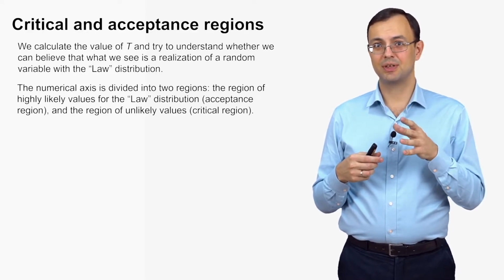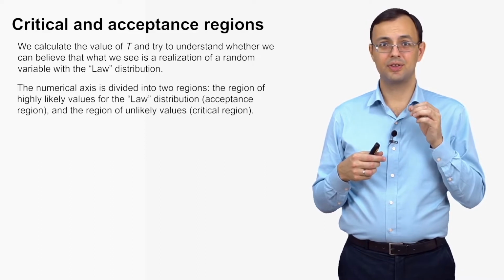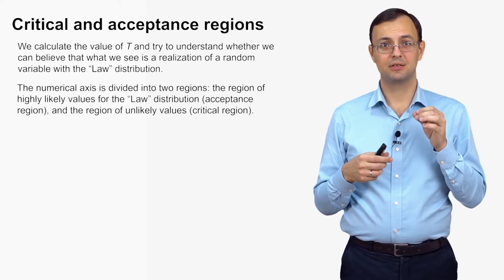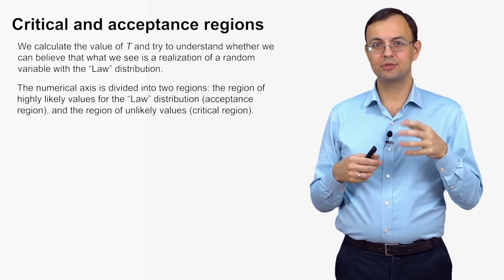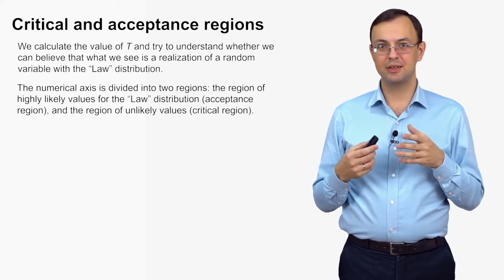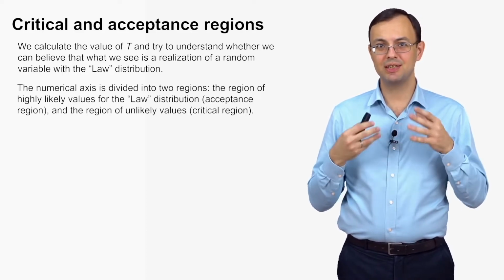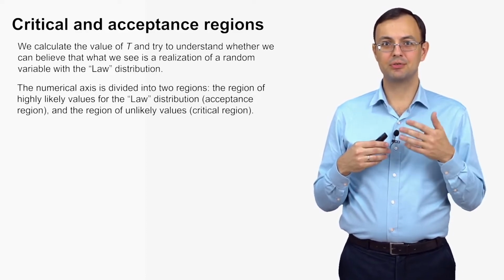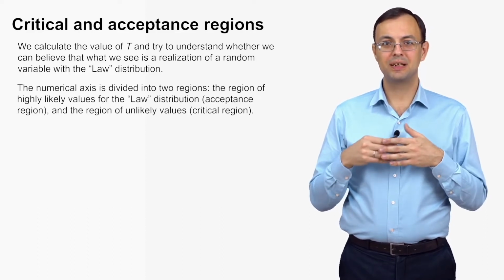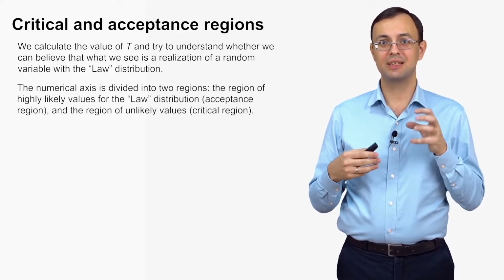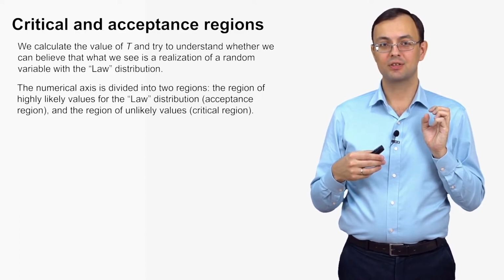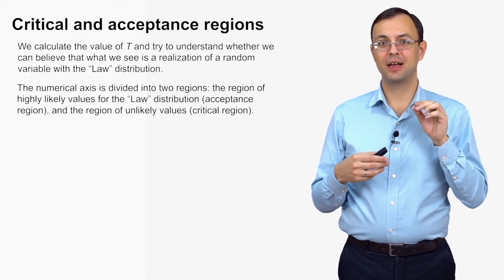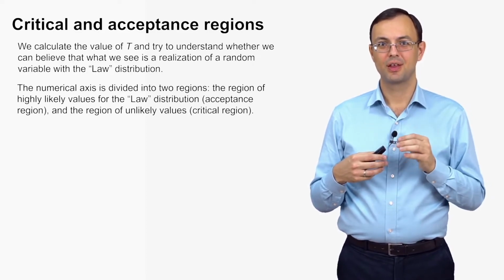Here we do the same. Here we are looking at the number that is the realization of the t statistic, and you're trying to understand, is it better to believe or not to believe that t follows the given distribution? As in my example, where you are trying to understand whether it's better to believe or not to believe that what I'm showing you is somebody's height. So this is a realization of the random variable, the height of a random person.